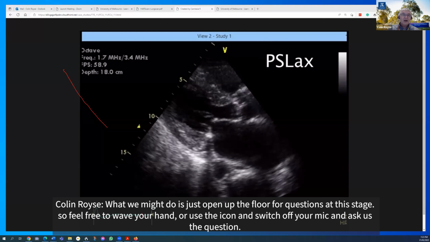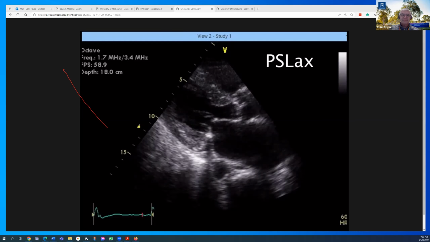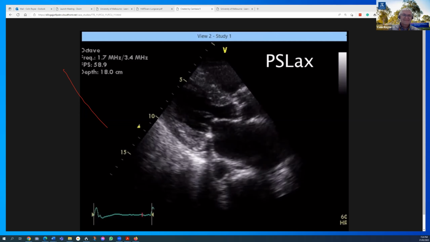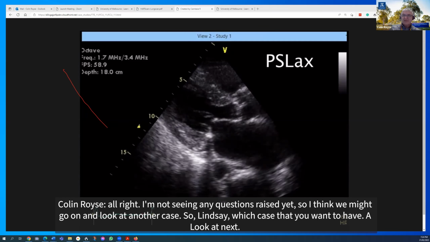What we might do is just open up the floor for questions at this stage. So feel free to wave your hand or use the icon and switch off your mic and ask us the question. Don't be shy. This is a good opportunity. All right, I'm not seeing any questions raised yet, so I think we might go on and look at another case.